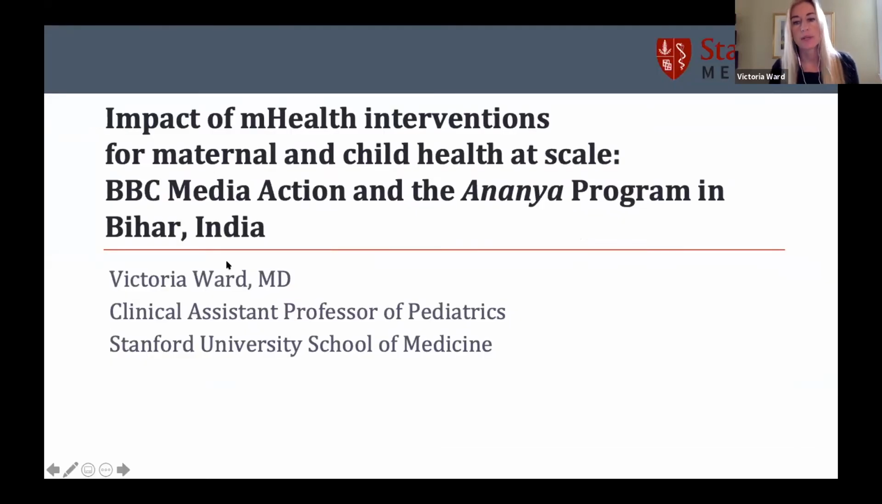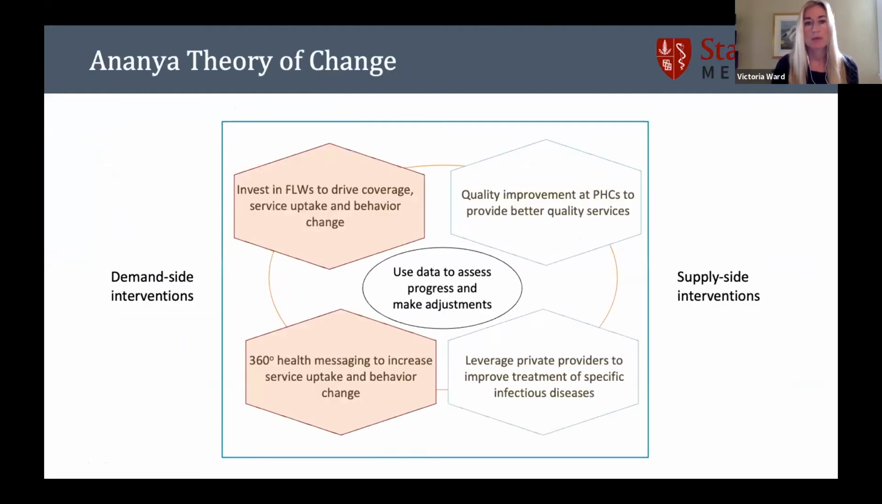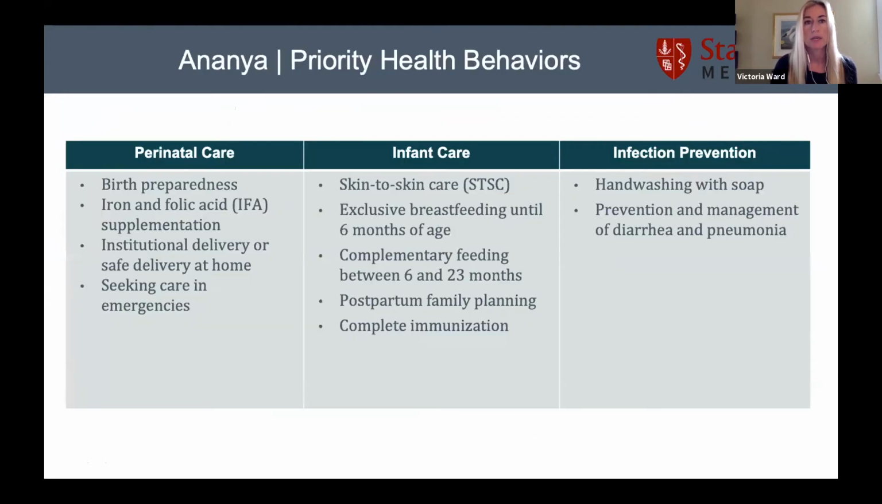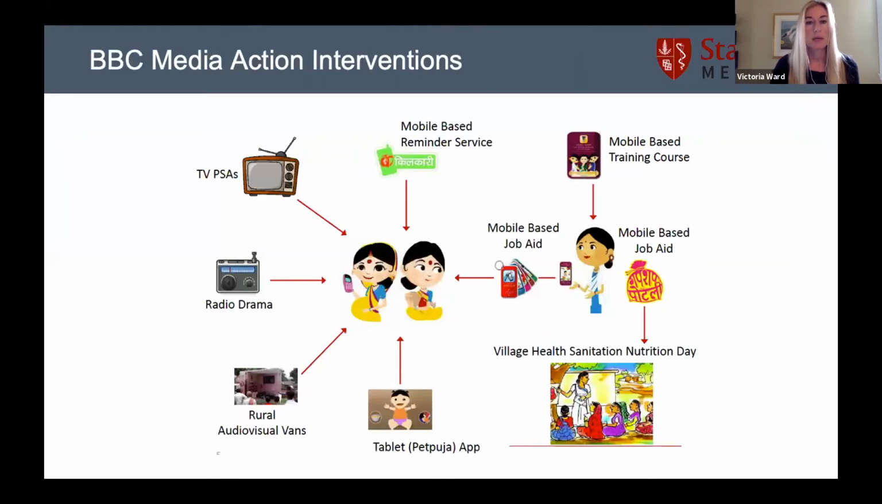Okay, so we're going to drill down into our evaluation of some of the interventions of the Ananya program, and these specifically are those that were implemented by BBC Media Action. And really the goal of these interventions was on the demand side of the theory of change. So the hope was to drive the coverage, service uptake, and behavior change of these healthy behaviors. The goal was to increase behaviors associated with priority health activities that the Gates Foundation had set out at the beginning. So those activities were surrounding birth preparedness, other perinatal care activities, infant care like skin-to-skin care, exclusive breastfeeding, complementary feeding, and infection prevention practices.